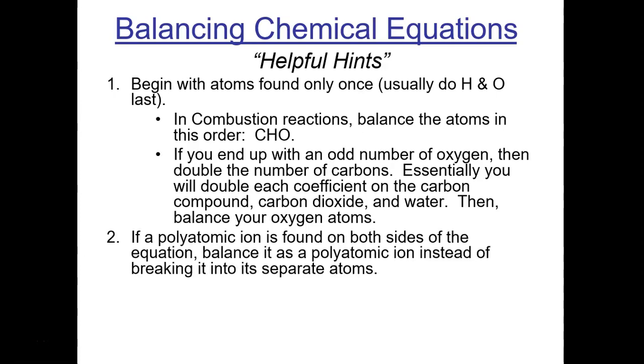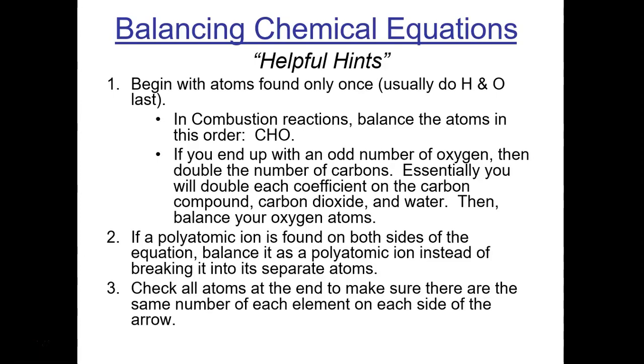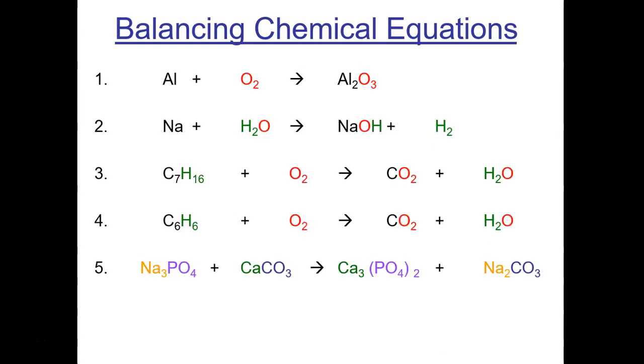If you have a polyatomic ion on both sides of the equation, balance it as a polyatomic ion instead of breaking it into separate atoms. So like if you have phosphate, for example, you might say I have 1 phosphate on the reactant side and 2 phosphates on the product side, rather than breaking that down into phosphorus and oxygen. Check all atoms at the end to make sure we have the same number of each type of element on each side of the equation, and reduce coefficients at the end if needed. So instead of the coefficients being 2, 4, 2, you'd want them to be 1, 2, 1. Okay, so let's look at a few examples.